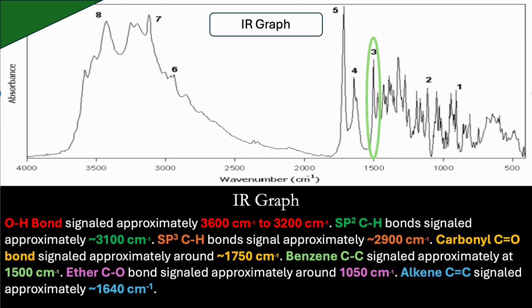The fifth group that is being circled is benzene, which can show up in two places, 1600 or 1500. And the sixth group that is being circled is the ether, C single bond to O, which is typically around 1050 to 1250.